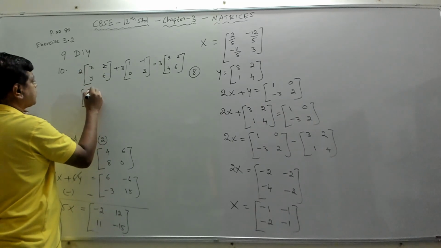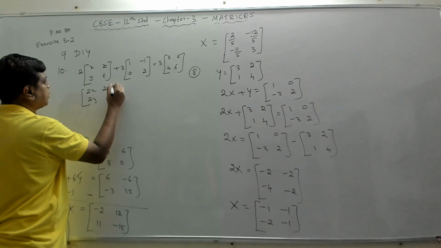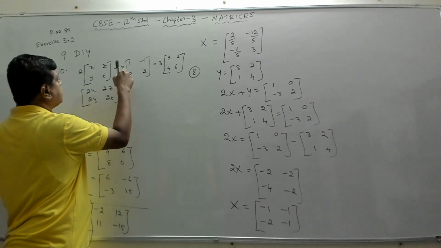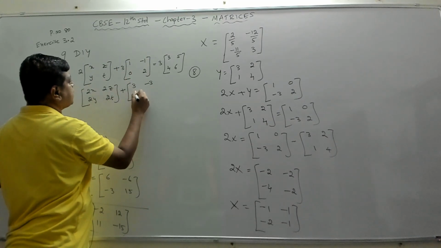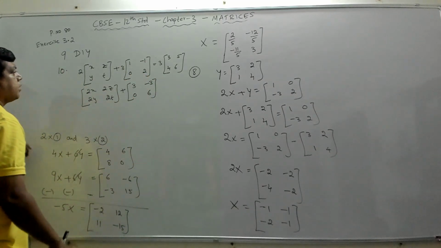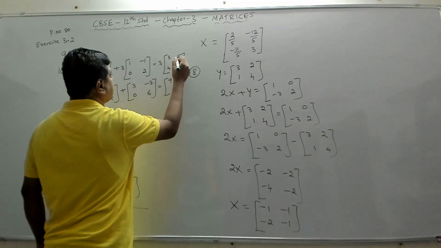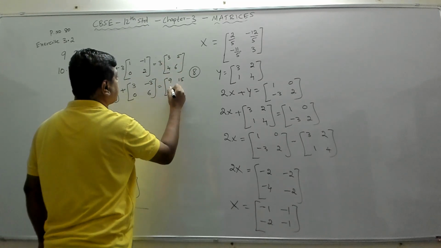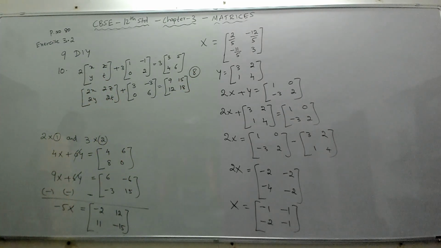So you get 2x, 2z, 2y, 2t plus 3 into 1 is 3, 3 into minus 1 is minus 3, 3 times 0 is 0, 3 times 2 is 6. Each element is multiplied by 3. That is equal to, again if you multiply each element by 3, you get 9, 15, 3 4s are 12, 3 6s are 18. Right?